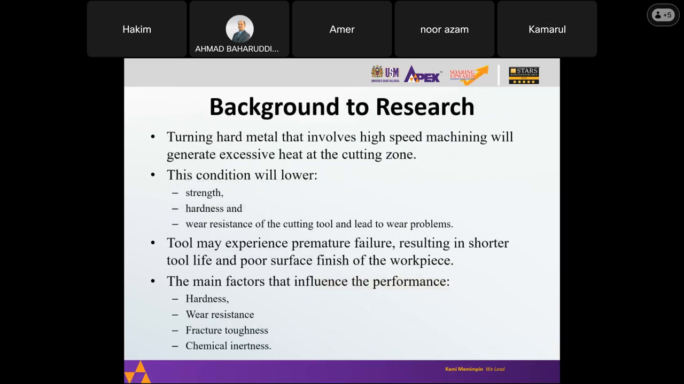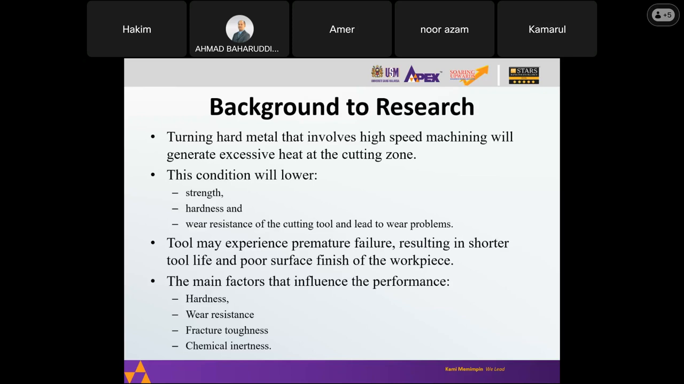Okay, so there are various types of material that we want to machine, and nowadays they are turning hard metal, but doing it in high speed machining, which will generate excessive heat at the cutting tool. This excessive heat will lower the strength, hardness and wear resistance of the cutting tool, and probably lead to wear problems. So the tool may experience premature failure, resulting in shorter tool life and poor surface finish of the workpiece.